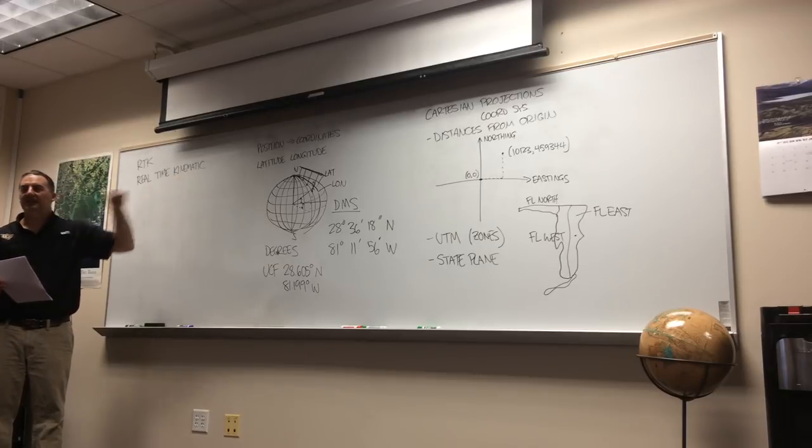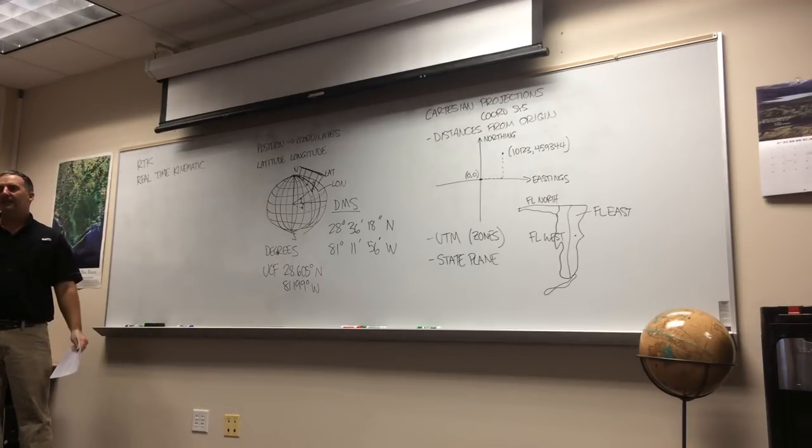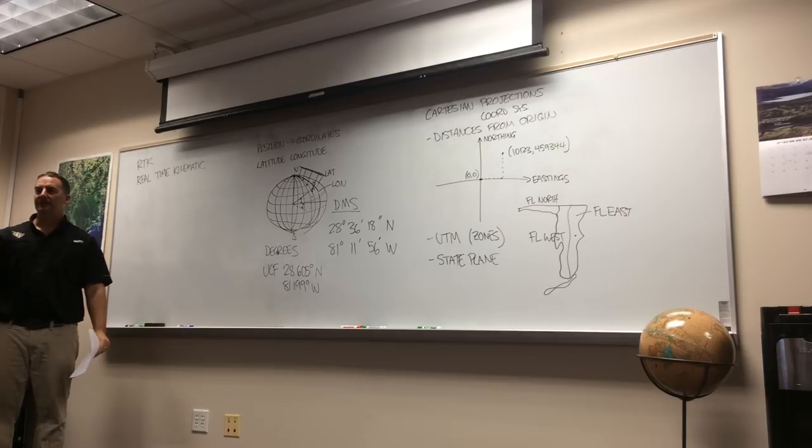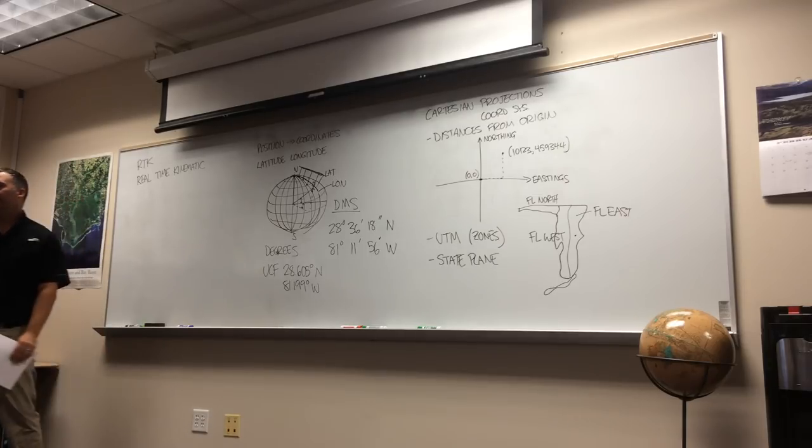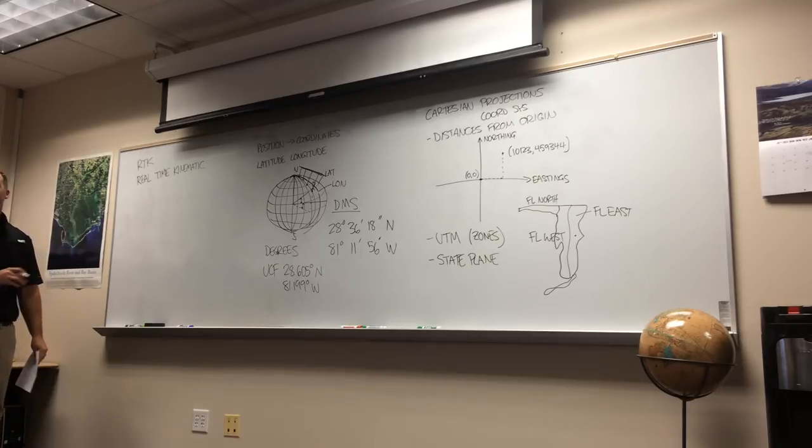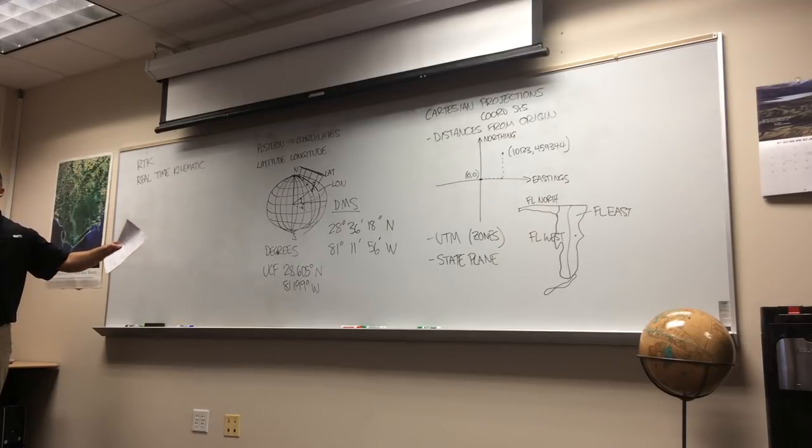Kinematic means that you don't have to stay at each point for very long. Okay, you can take your measurement, move to the next one, take your measurement, move to the next one, take your measurement. This is opposed to static GPS surveying where you set up your receiver on a point and leave it there for hours and hours and hours and let it continually receive GPS signal. And the longer you leave it there, the smaller your uncertainty of your position gets, okay?